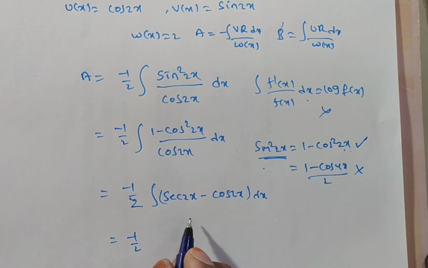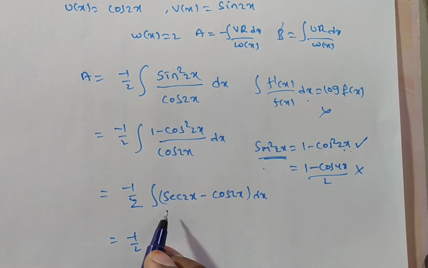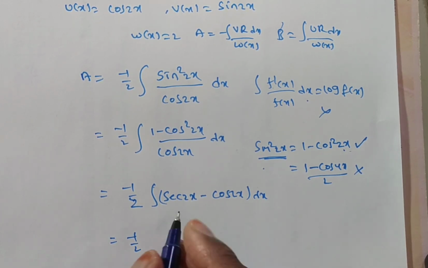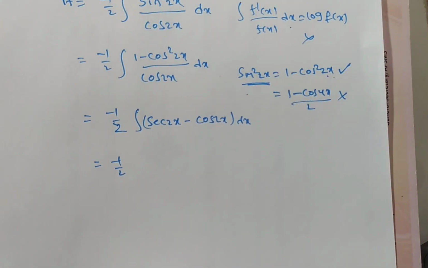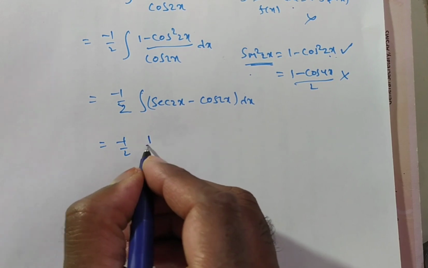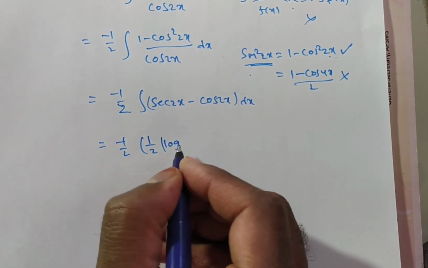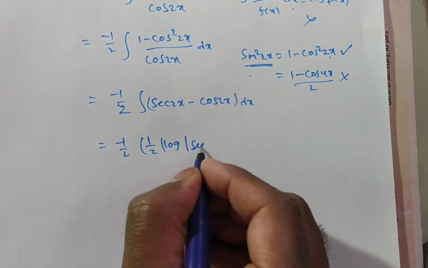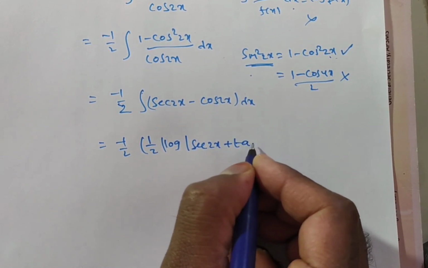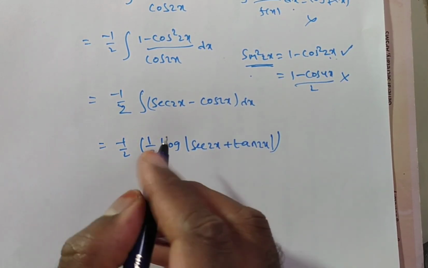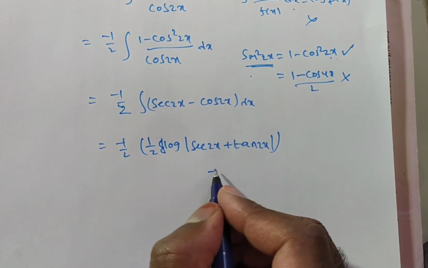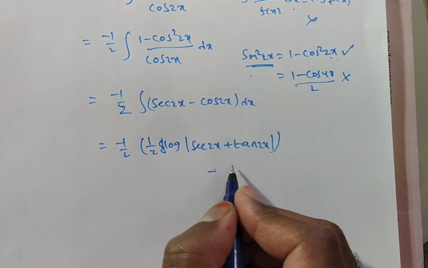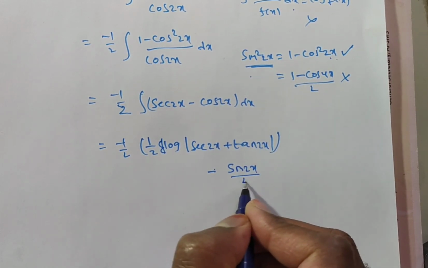Log of secant x plus tan x. The derivative of secant ax is minus 1 by a log of secant ax plus tan x. So for secant 2x, I am going to apply that formula. In this case I will get 1 by 2 times log of mod secant 2x plus tan 2x. Now minus cos 2x integration: the integration of cos is just sine 2x by 2.